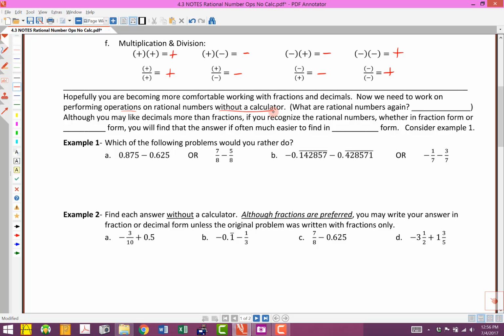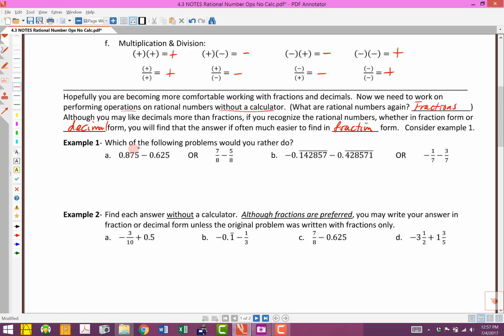When somebody says rational numbers, you just need to think, okay, we're dealing with fractions, or at least numbers that can be written as a fraction. So even though you may like decimals more than fractions, if you recognize rational numbers, whether they're in fraction form or decimal form, you may find that the answer is often much easier to find in fraction form. So to illustrate that, take a look at example number 1.